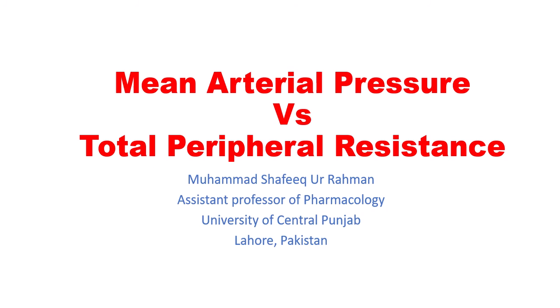Welcome viewers. This presentation is about understanding the mean arterial pressure and the total peripheral resistance. When total peripheral resistance goes up, how it increases the mean arterial pressure and vice versa. Let's go into the details to understand how it happens.